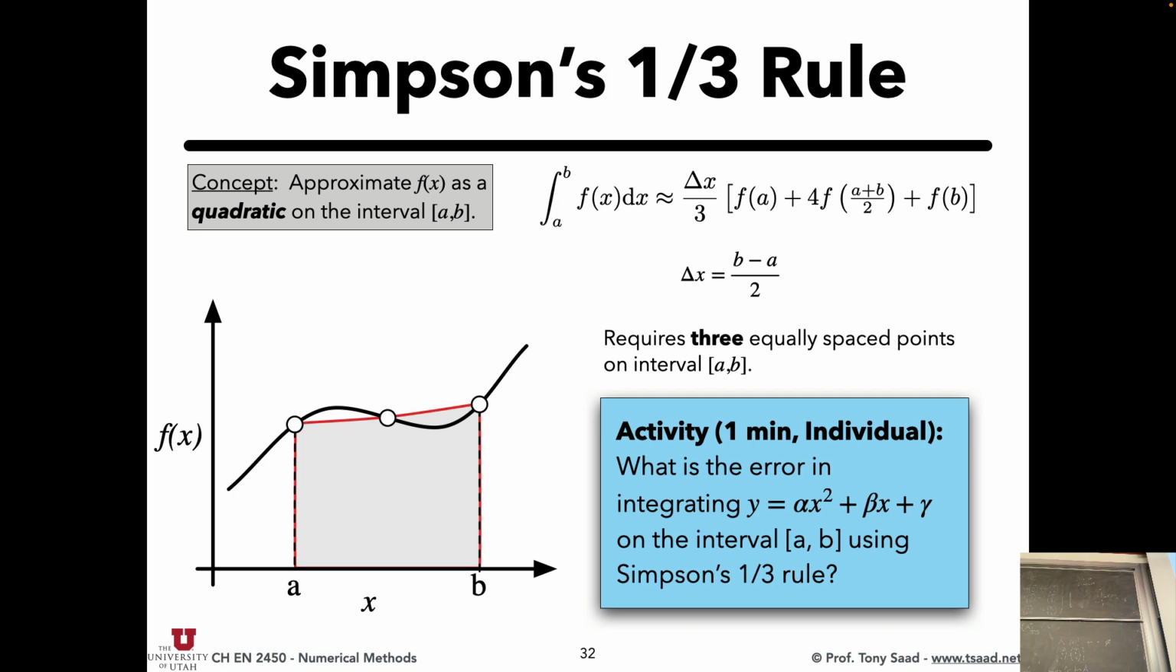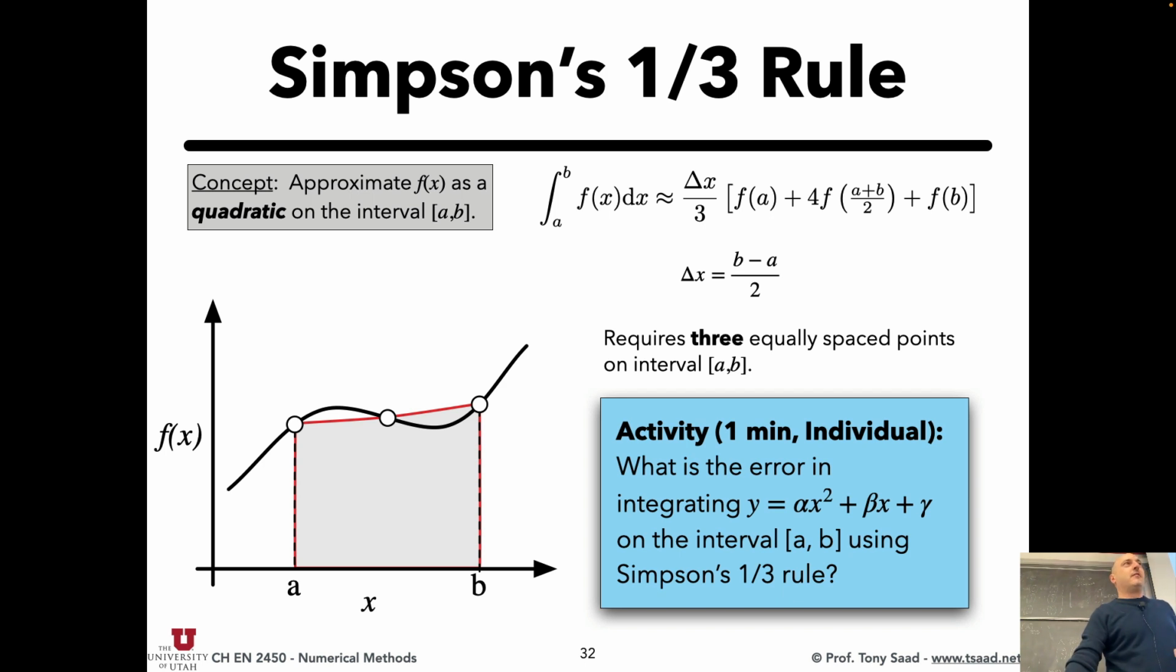It is 0, right? Because what is Simpson's one-third rule doing? It's approximating the function as a quadratic. If the function is a quadratic in the first place, you're going to get that exactly. If the data is quadratic anyway, then approximating the quadratic with a quadratic is that same quadratic. So then you integrate it, it's exact. It's going to give you the exact answer, okay?